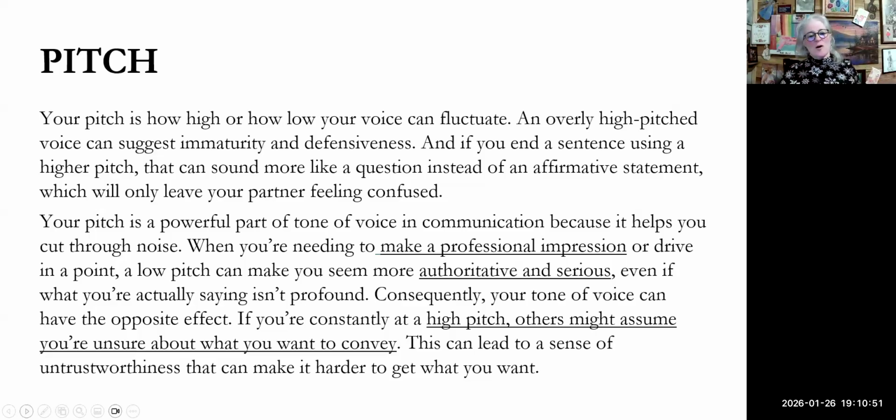But your pitch is a powerful part of tone of voice and communication because it helps you cut through noise. When you're needing to make a professional impression or drive in a point, a low pitch can make you seem more authoritative and serious, even if what you're actually saying isn't profound. Consequently, your tone of voice can have the opposite effect. See, I can't even do it right. Can have the opposite effect.